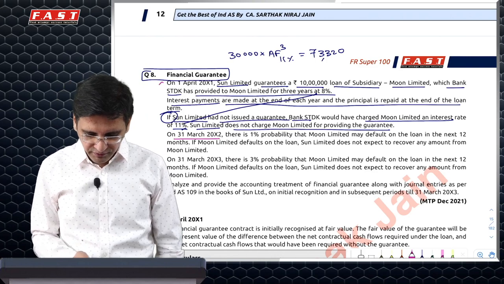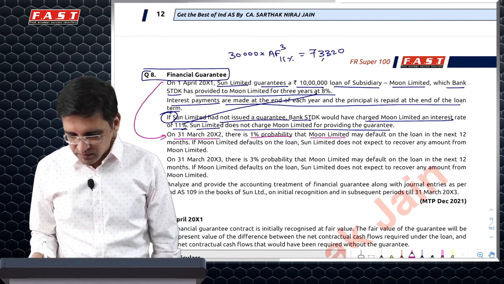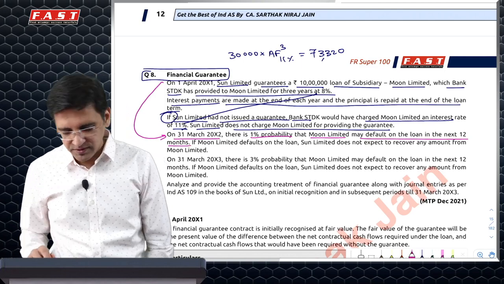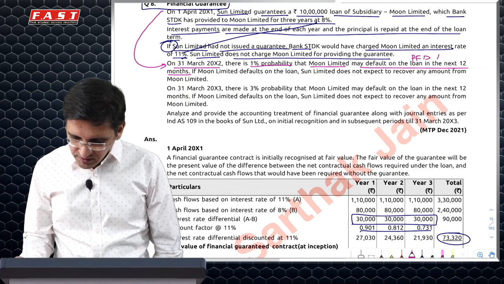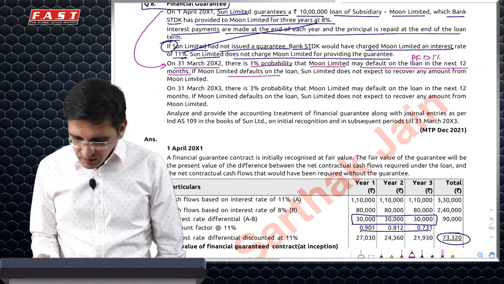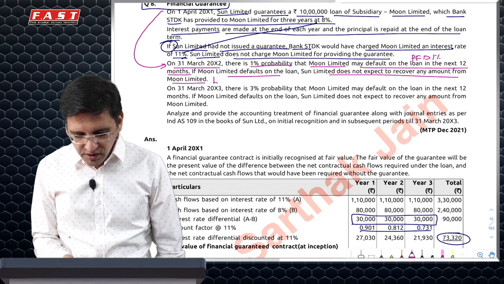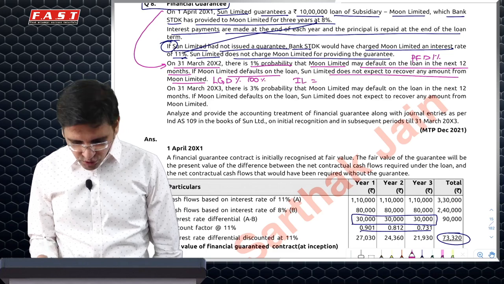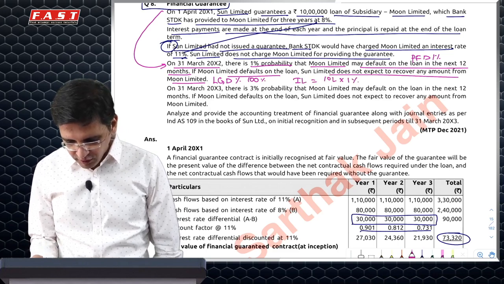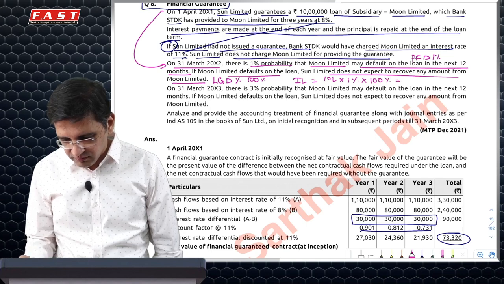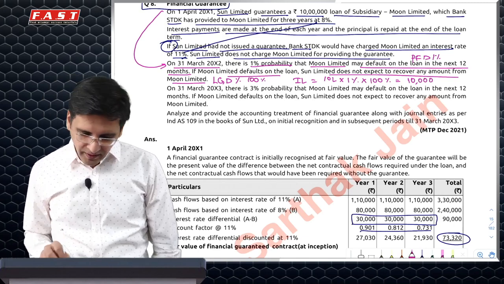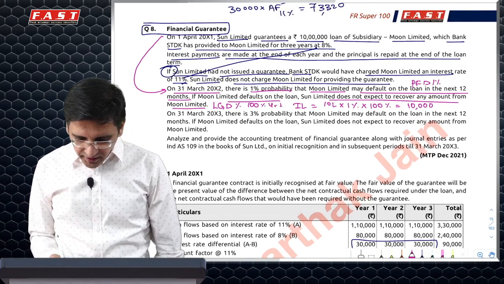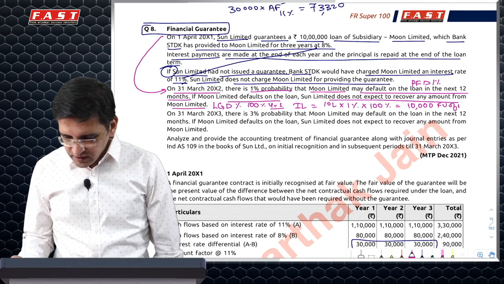31st March 2002, which is after 1 year. 1% probability that Moon Limited may default on the loan in the next 12 months. So probability for default is 1%. If it defaults, does not expect to recover anything. So loss given default is 100%. Now impairment loss is exposure amount into probability for default into loss given default, which means ideally this is going to be 10,000. So year 1 end, 10,000 is the fair value of financial guarantee.